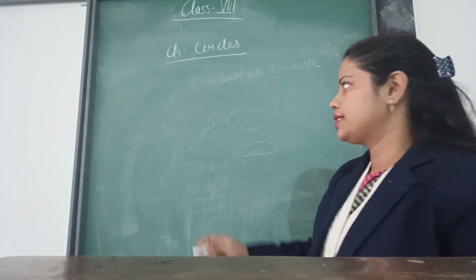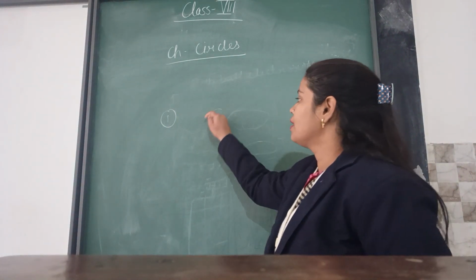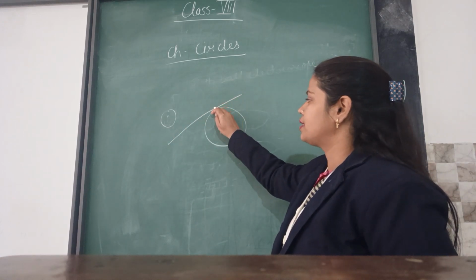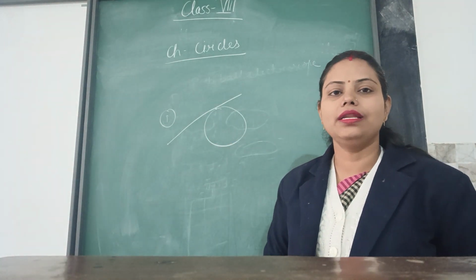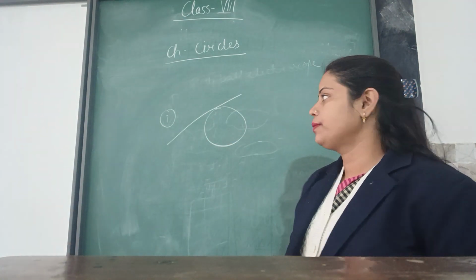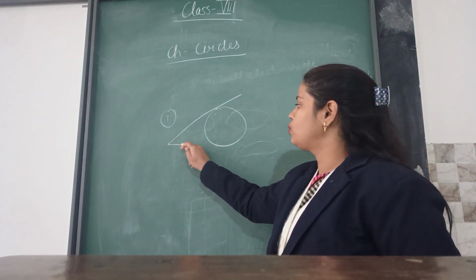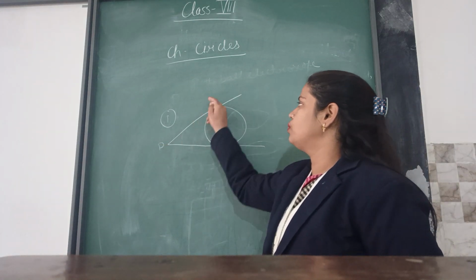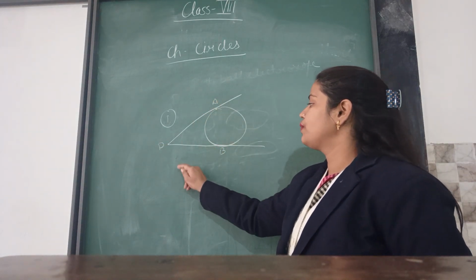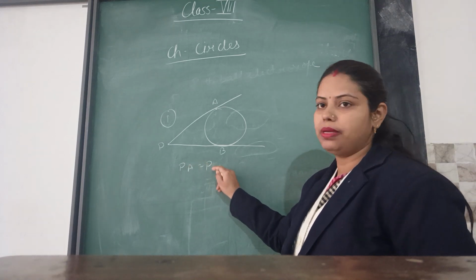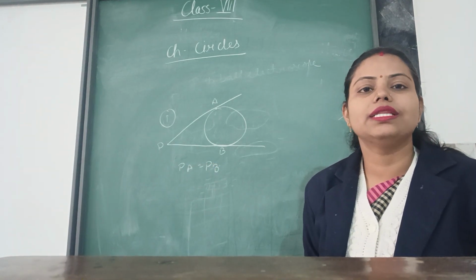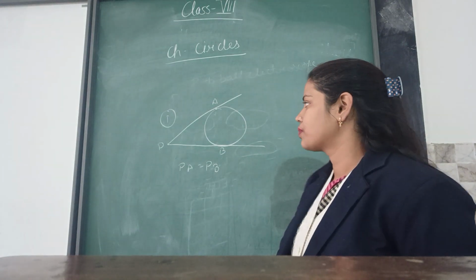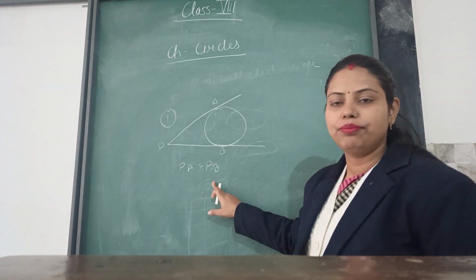So first of all, we are going to discuss the properties related to circles. The first property is that when a tangent is drawn to the circle, a tangent, as we all know, is a line which touches the circle at one point. From an exterior point, if two tangents are drawn to the circle, then the lengths of the two tangents will be equal. So from this we can write PA is equal to PB, using the property that tangents to a circle from one exterior point are the same length. PA is equal to PB.